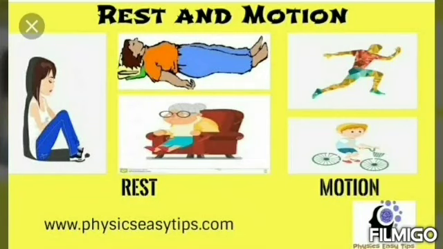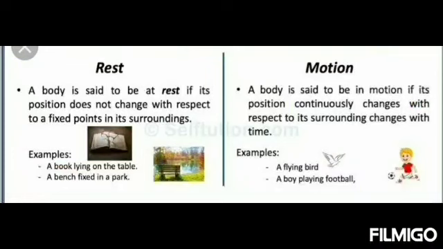Now students, look at this picture and identify which picture shows the state of motion and which picture shows the state of rest. Now we can see the definition of rest as well as motion. First, rest: a body is said to be at rest if its position does not change with respect to a fixed point in its surroundings. Then motion: a body is said to be in motion if its position continuously changes with respect to its surroundings with time.